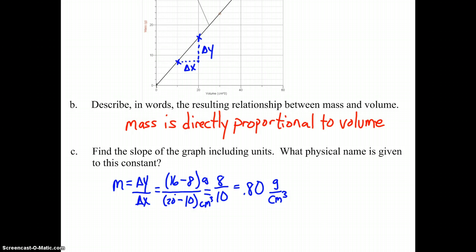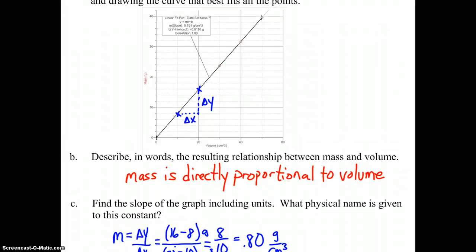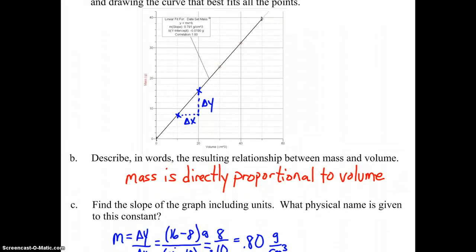What's neat about using the graphical software is you can see up in this box right here, and I'll circle it, we have some data in there. It has the equation y equals mx plus b, which you may remember from math class. The letter that represents the slope is m, and it's even marked in the box for you. The slope is already calculated for us, and it says 0.791 grams per centimeter cubed. So we feel pretty good about doing it by hand to get an answer that's 0.80.